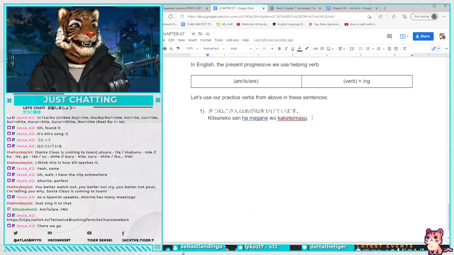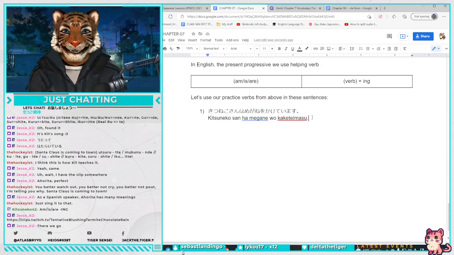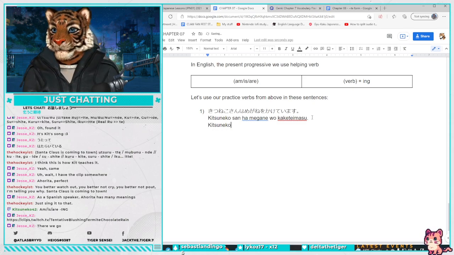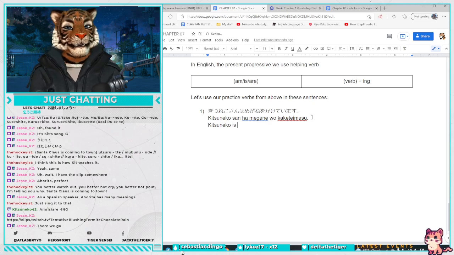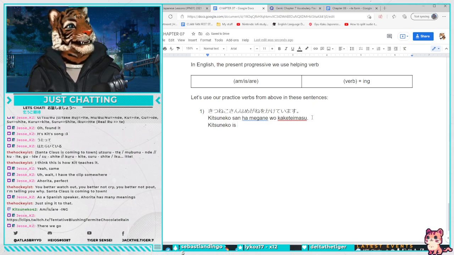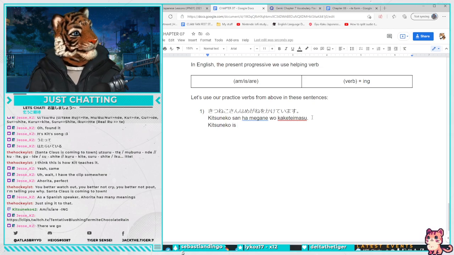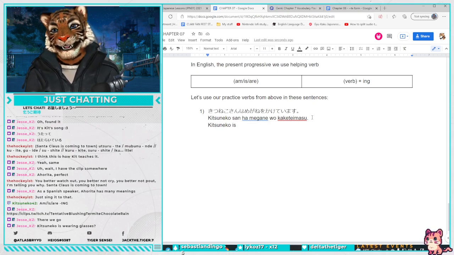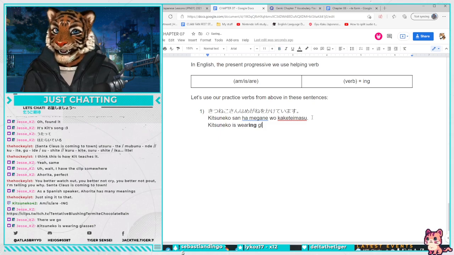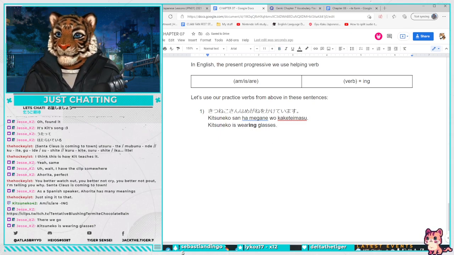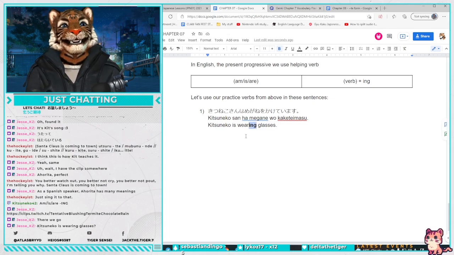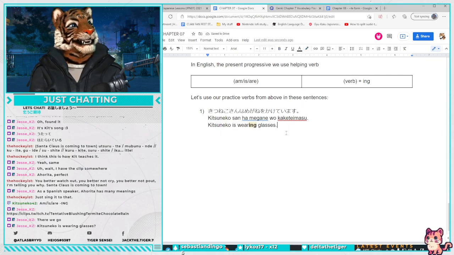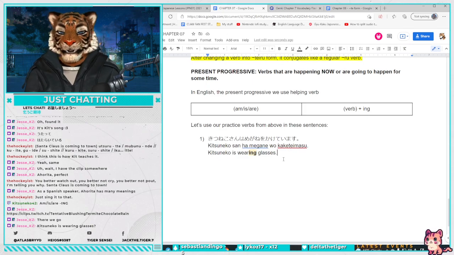I'm going to give you a hint. It doesn't mean Kitsuneko-san is putting on glasses. What does this mean? Remember, we're talking present progressive. It's currently what they are doing right now. Yes, that is correct. Kitsuneko-san is wearing glasses. So basically, using this as a present progressive is like adding the ing into our sentences in English. Kitsuneko is wearing glasses.